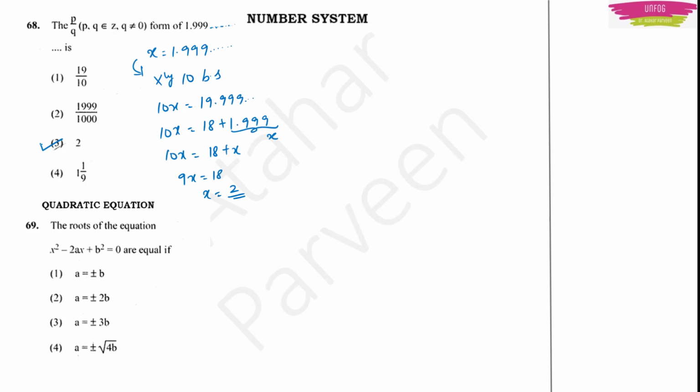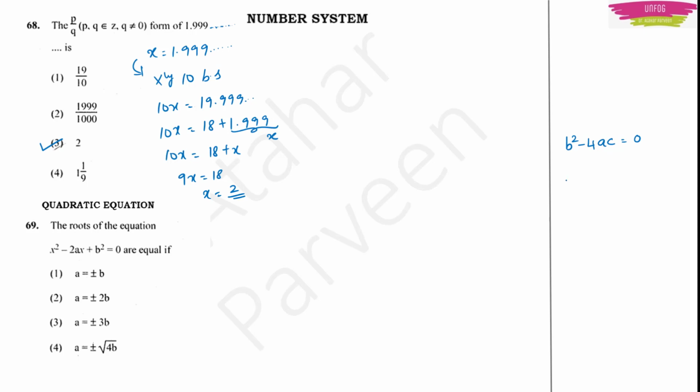The question is: the roots of the equation x square minus 2ax plus b square is equal to 0 are equal if. Actually, there is one condition. You called it a discriminant, right? The discriminant b square minus 4ac. If this is equal to 0, then roots will be equal.